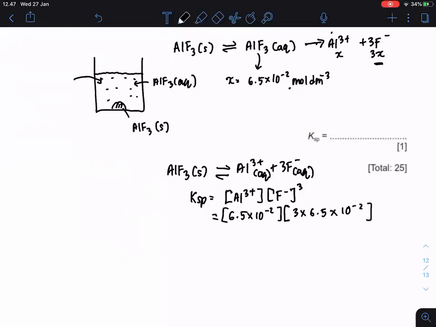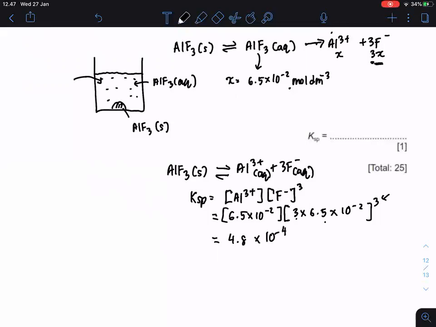And if you calculate the KSP, you will see it's going to be 4.8 times, don't forget, to the power of 3. So it's 3 times the X, and don't forget that the power of 3 must be included, and you will get 4.8 times 10 to the power negative 4.